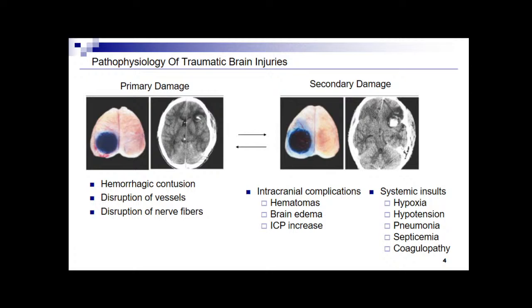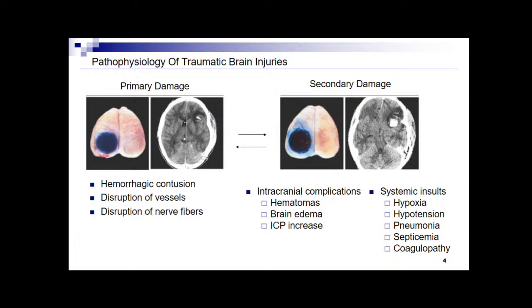Pathophysiology of traumatic brain injury: primary damage and secondary damage. As you can see on the slide, the focus of the primary damage is smaller than the focus of secondary damage, but the development of secondary damage takes time after the primary injury. It takes from several hours to several months since the trauma.